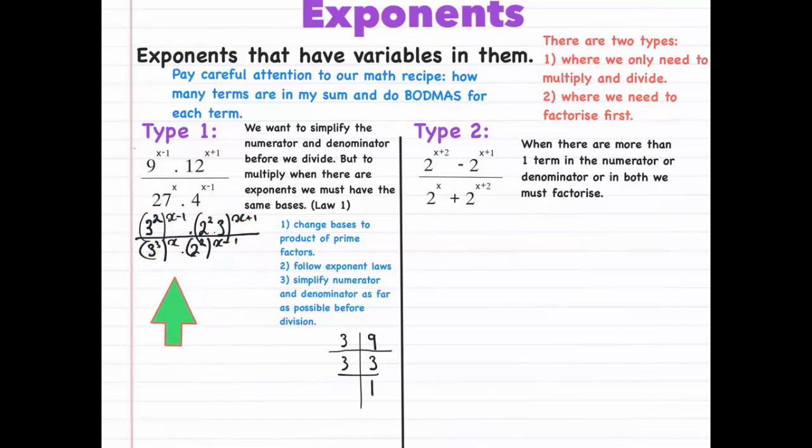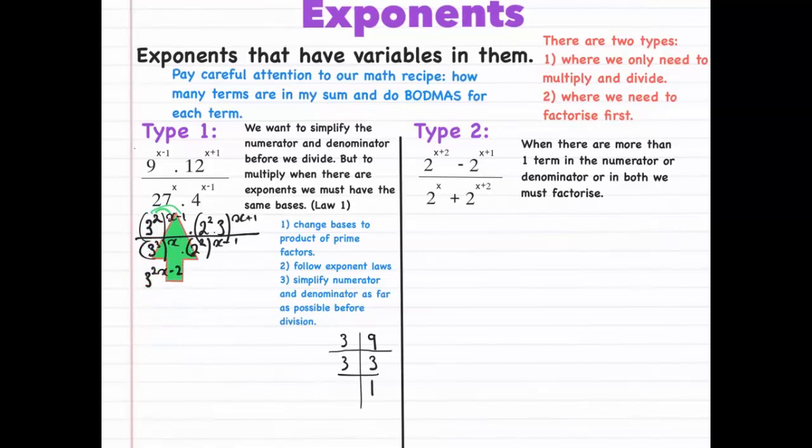Very important. And now, follow the exponent laws, because here we have powers. It's always done before multiplication, so it will be write the 3 and then it's the 2 times the x, which will be 2x, and 2 times minus 1, which will be minus 2.